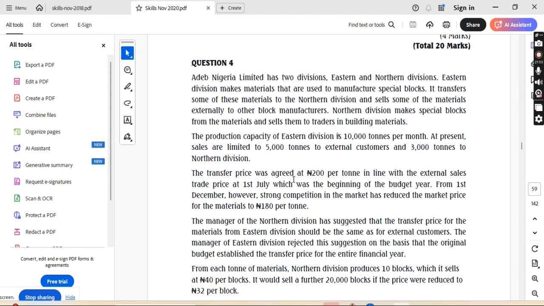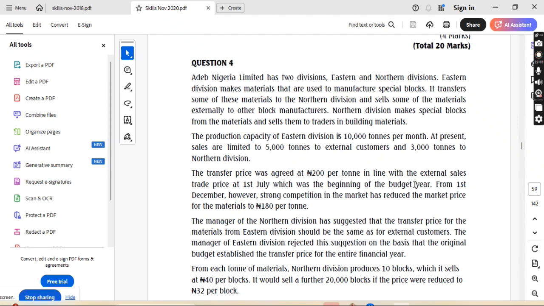The transfer price was agreed. What is the transfer price agreement between divisions or the external? The transfer price was agreed at 200 naira per ton, in line with the external sales trade price at 1st July, which was the beginning of the budget year. So now there is an agreement.